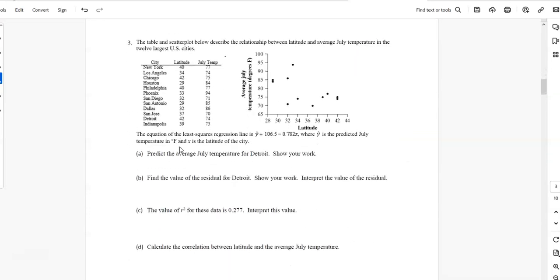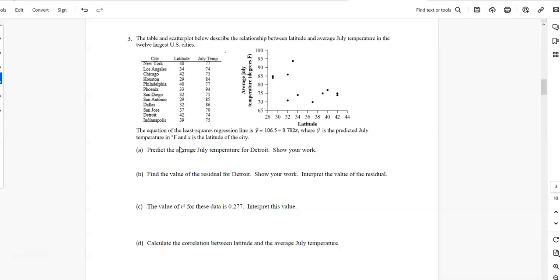Okay, we're on to question number 3. The table and scatter plot describe the relationship between latitude and average July temperatures in the 12 largest U.S. cities. So latitude and then average temperature. So they should have some effect here, but maybe not. I don't know. So let's see. That's a lot of different cities that are represented.